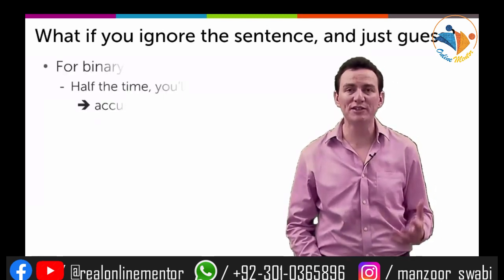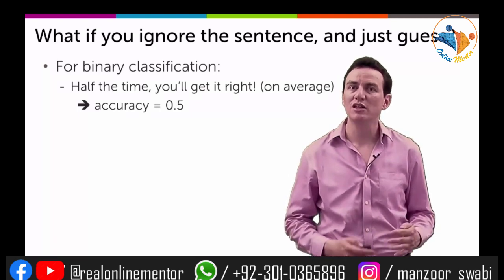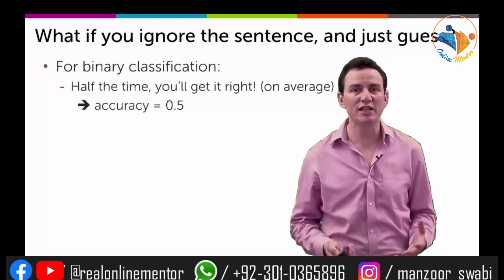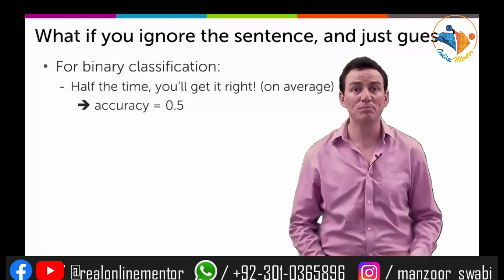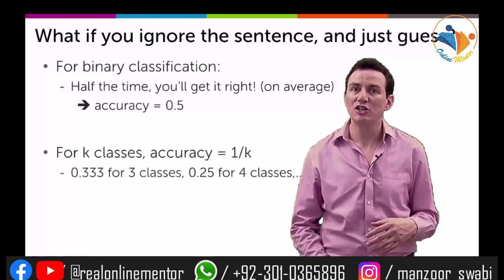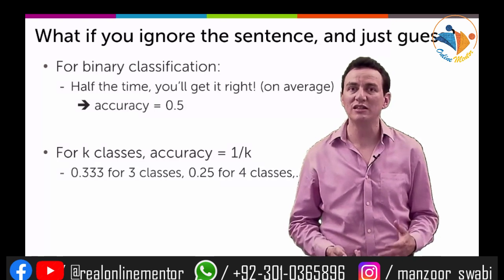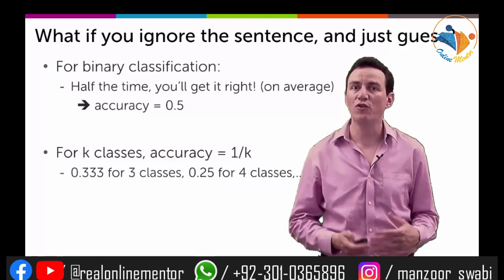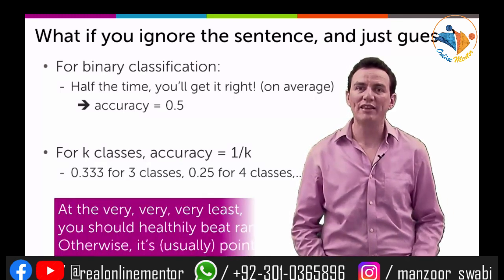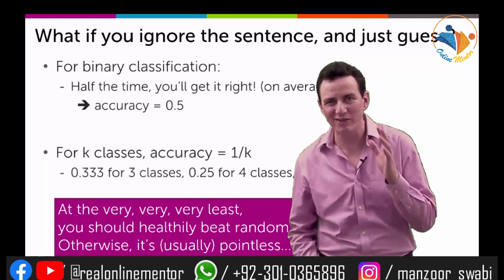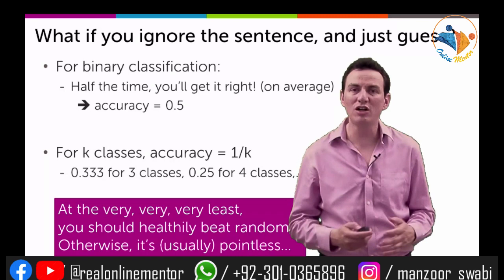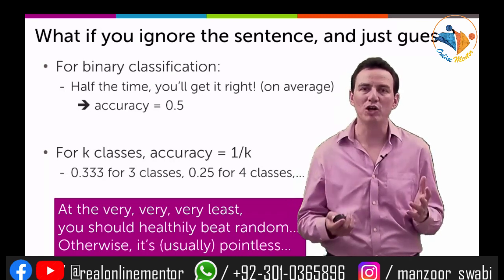So for example, if you have a binary classification problem, like is this sentence of positive or negative sentiment, then just random guessing is going to give you 50% accuracy on average. So you better beat 50%. If you have k classes, so for example, if you have 3 classes, you're going to have a random guessing accuracy of 33%. For 4 classes, it will be 25%. For k classes, it will be 1 over k. So at the very least, you should beat random guessing really well. Because if you don't, then your approach is basically pointless.